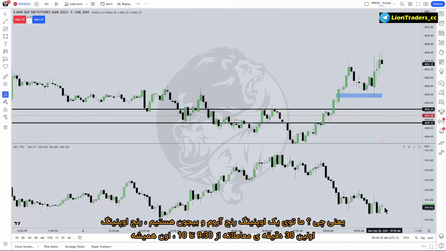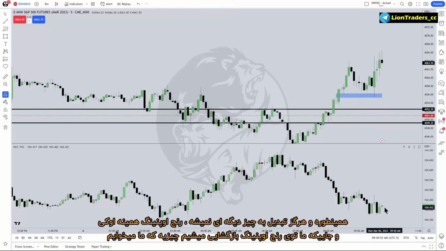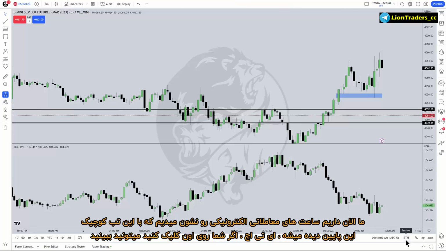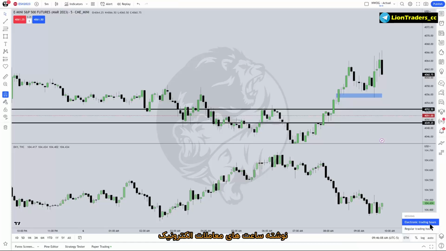Meaning what? We're in a very lethargic opening range. Opening range is the first 30 minutes of trading, from 9:30 to 10 o'clock. It's always going to be the same way. It's never going to be morphing into something else. The opening range is that. Okay, and where we open in that opening range is what we're going to talk about now. Right now we're showing electronic trading hours. That's shown by this little tab down here, ETH. If you click on that, you can see it says electronic trading hours.